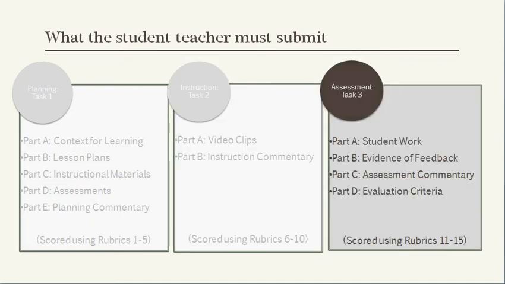For Task 3, the student includes work from 3 sample students, one of which is usually a student with a 504 or IEP. The student teacher must provide evidence of feedback in written form or another video clip, and they must respond to assessment prompts and include a scoring guide for their assessment used in this task.